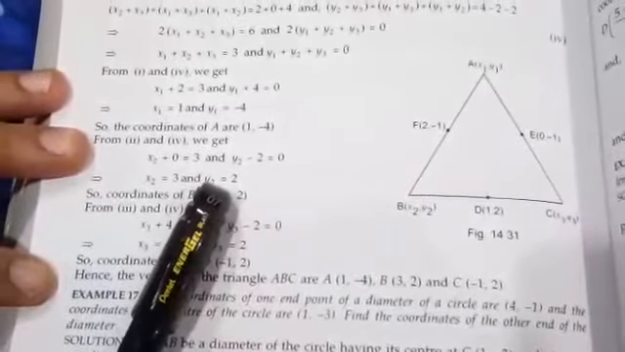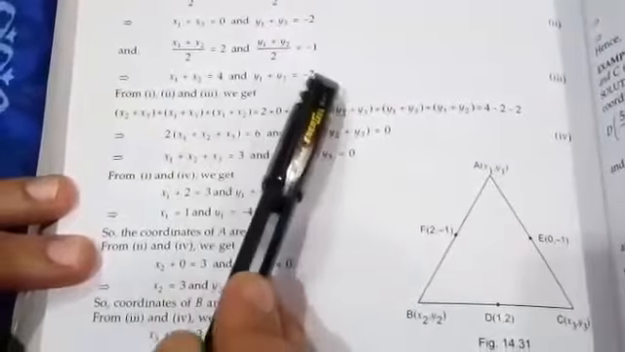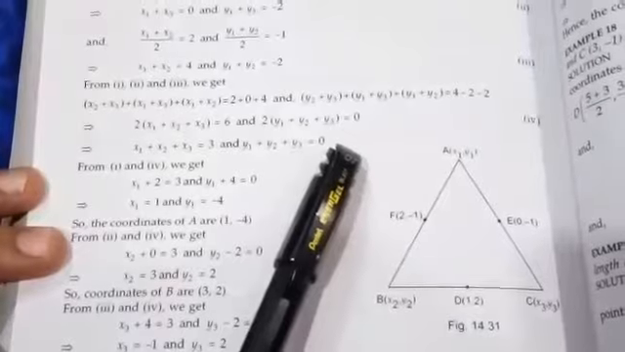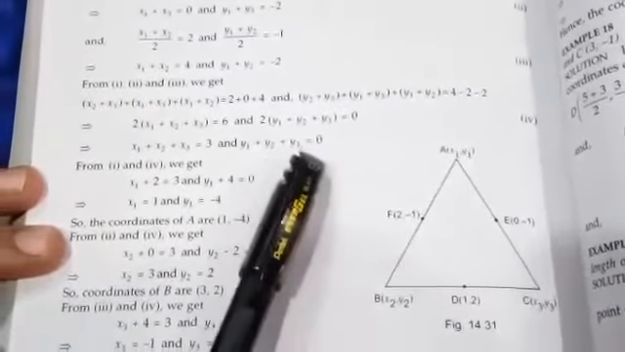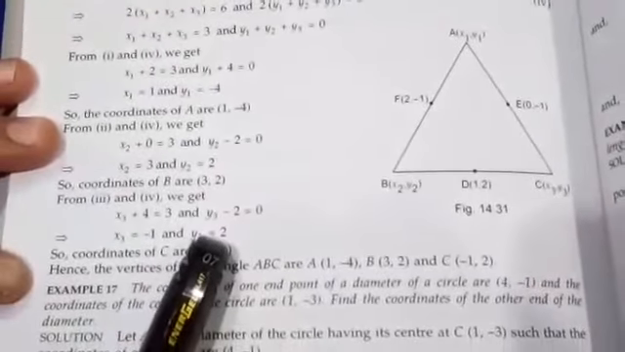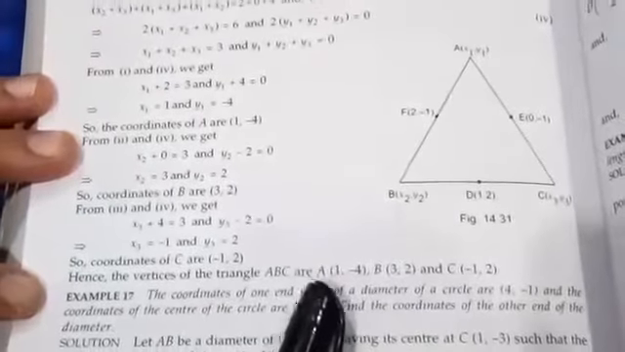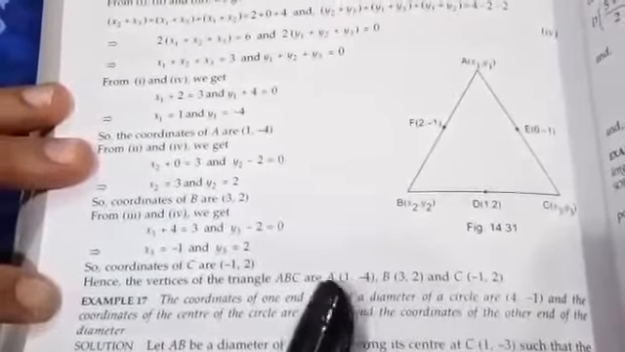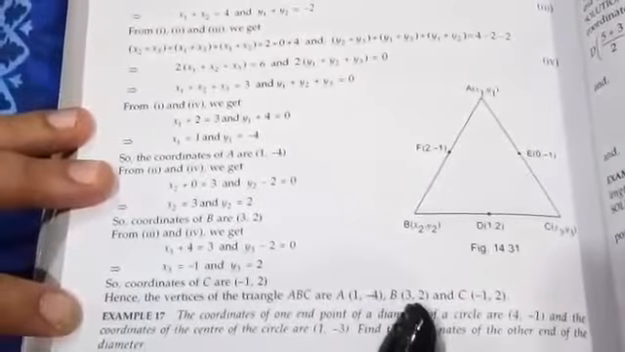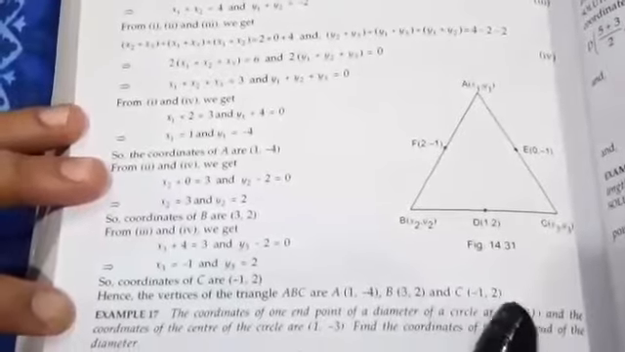Now y1 + y2 is -2. Use it here. So -2 + y3 is equal to 0. So we have y3 is equal to 2. So like this we found the values of x1, x2, x3, y1, y2, y3. Now find the coordinates of A, B and C. A is (x1, y1) which is (1, -4). B is (x2, y2) which is (3, 2). C is (x3, y3) which is (-1, 2).